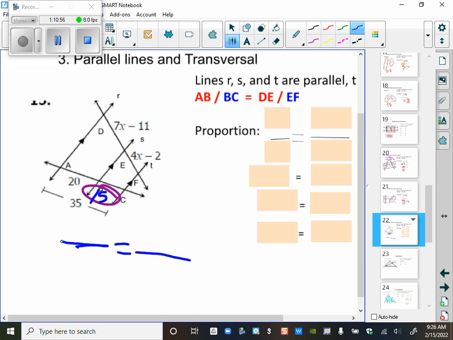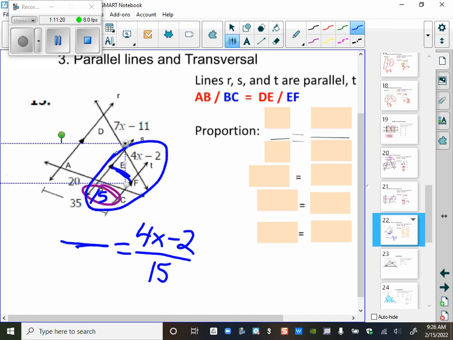Say again? But wait, okay, how do you want to write it? What's going top or bottom? 15 on the bottom? Okay. All right, that's a good start. You can do it that way. There's one of them. I'm okay with that.